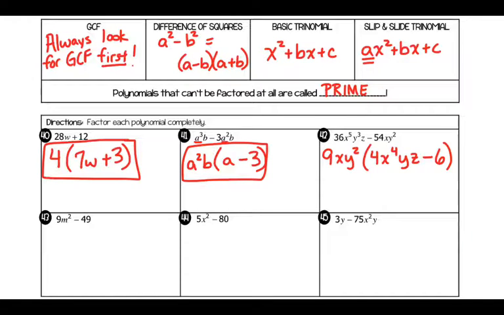Now, that's correct for pulling out the 9xy squared. The problem is that right here, I still have a GCF, okay? For 4 and 6, they have a common factor, which is 2. So the next step I'm going to do is go ahead and pull that out, and when you pull that 2 out, it looks like 2x to the 4th, yz minus 3.